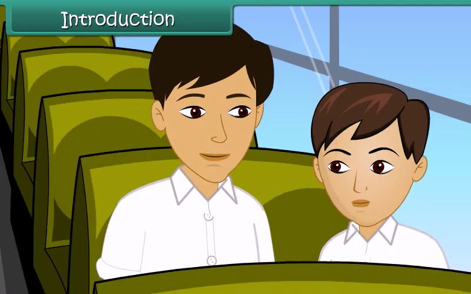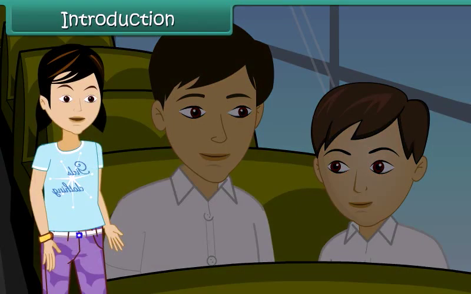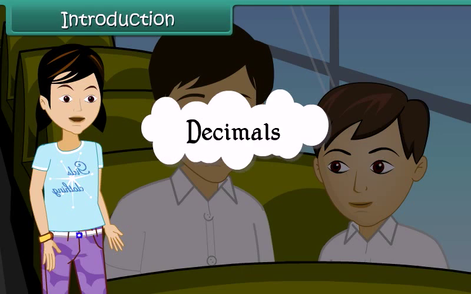What is it? Well, 3.2 lies between 3 and 4. And we call the number after the point a decimal number. Basically, it is a part of a whole number. Children, in this lesson we will learn about decimals. Come along to know.